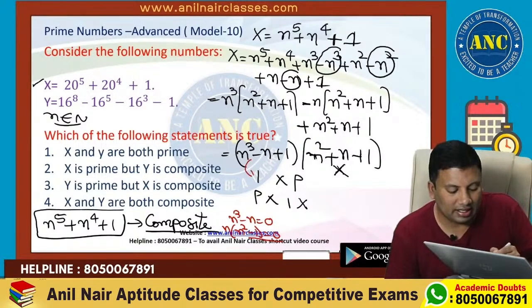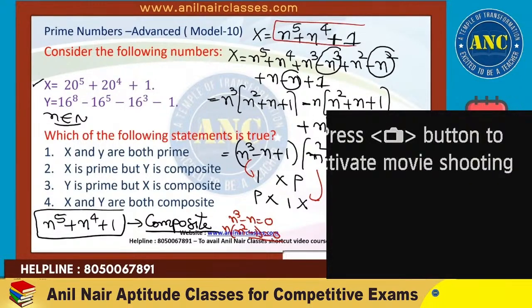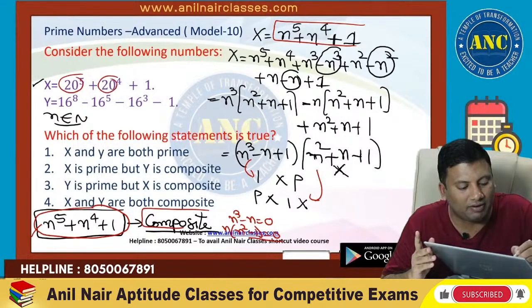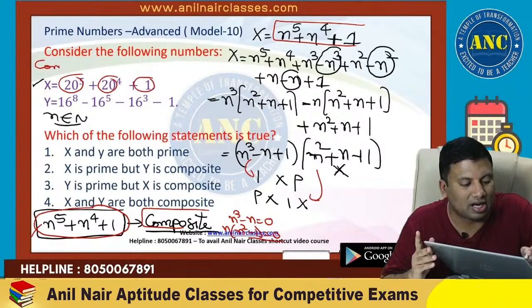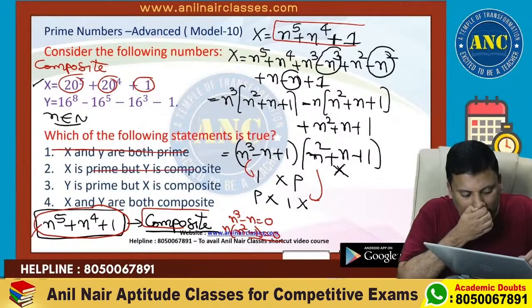So neither it can be 1 nor it can be 1. So definitely this number is composite. Any number which is of the form n power 5 plus n power 4 plus 1 is composite. Please make a note of it. So x is a composite number. X cannot be prime.